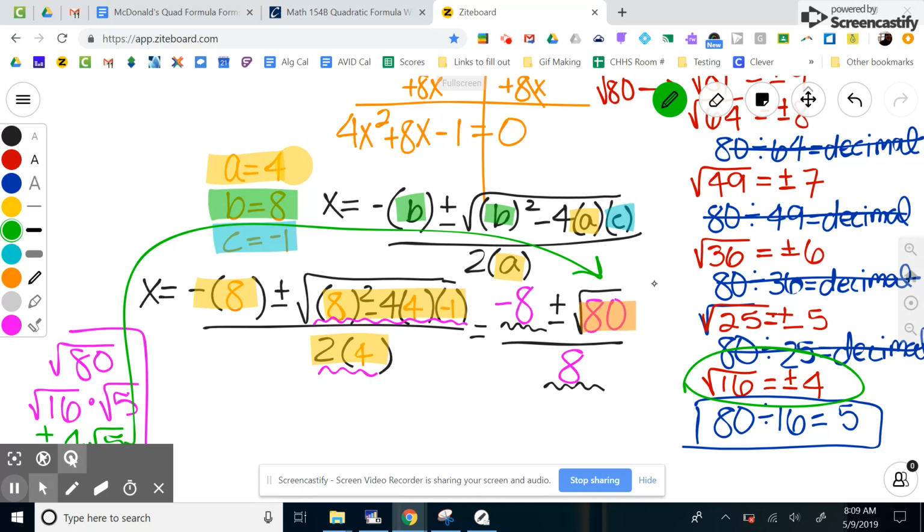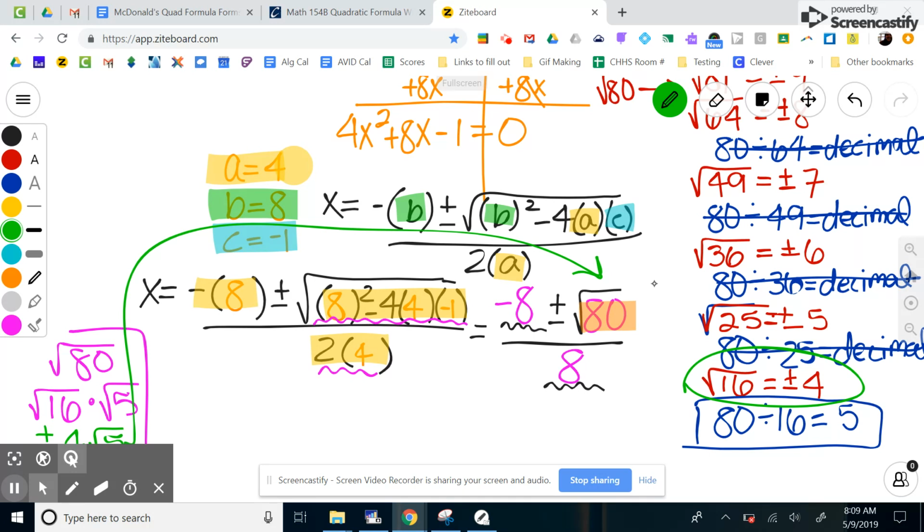So when I divide by 4, negative 8 divided by 4 is negative 2. 4 divided by 4 is 1. I still have the square root of 5, I can't change that. And that's over 8 divided by 4, which is 2. So that is my final answer.